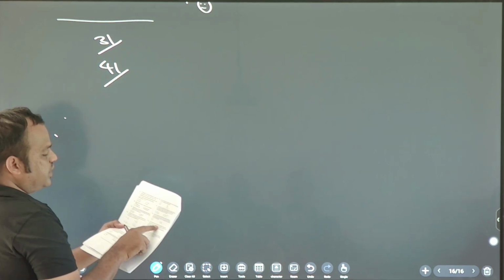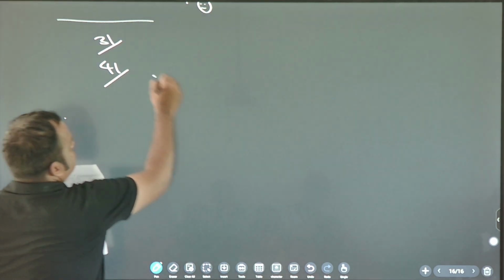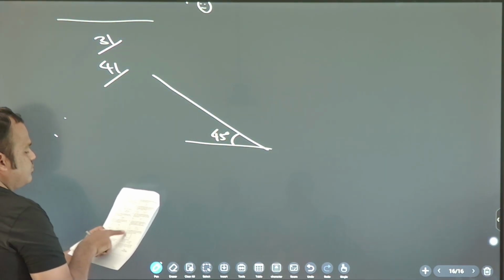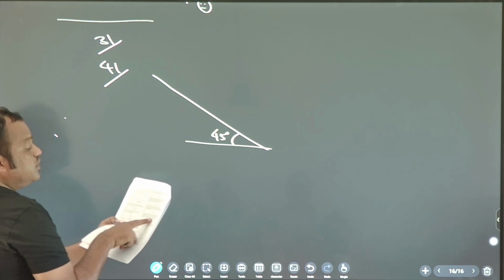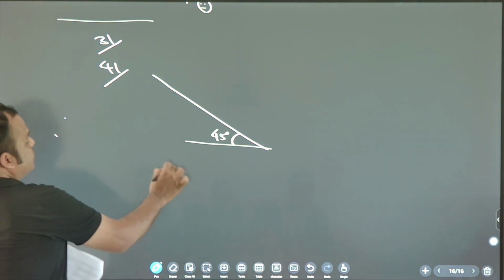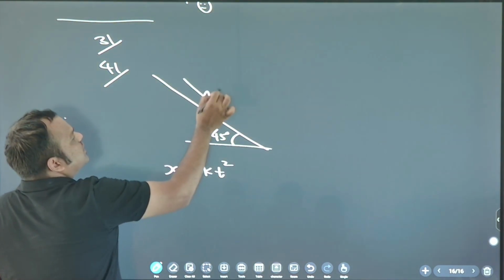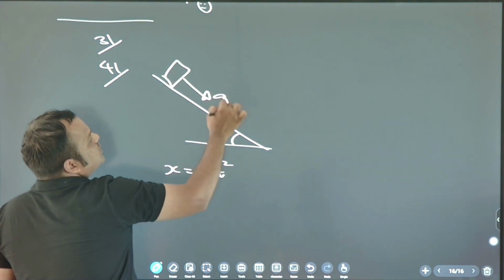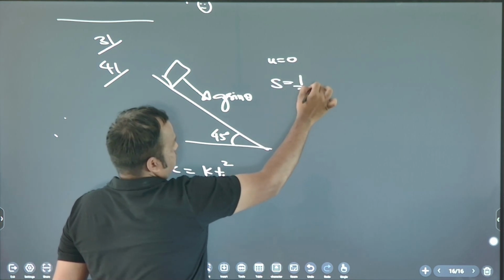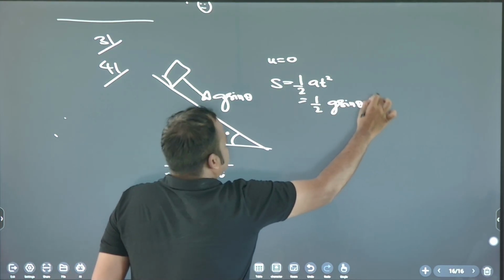Body slides over an inclined plane forming 45 degrees with the horizontal. So this is 45 degrees. Distance covered after time t is x equal to kt square. We know the formula. What is the acceleration? G sin theta. So what is the displacement? U is 0. So what is the displacement? Half a t square, so half g sin theta t square.